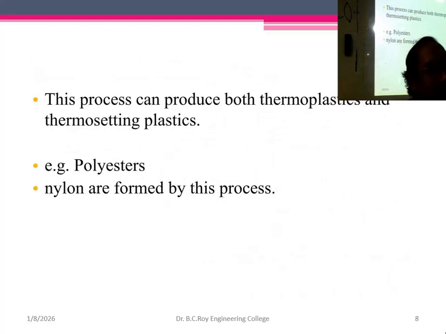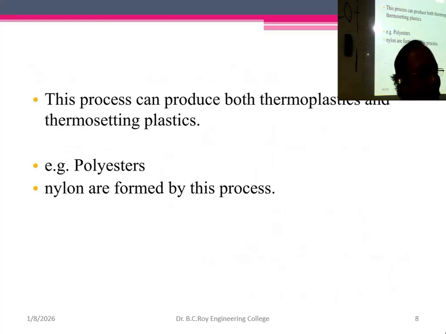Here examples are given: polyester, nylons. Nylon and polyester given. What is polyester? What is ester? RCOOR is ester. So polyester, that COO group should be in multiple number. So in the chain, there will be these C double O groups, and then it will be called polyester.